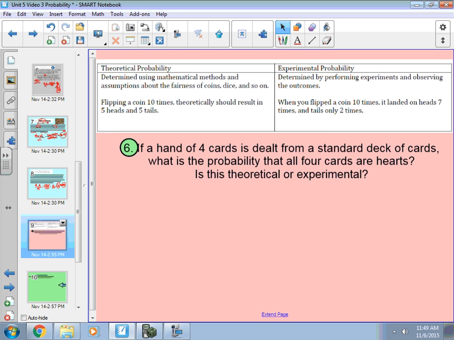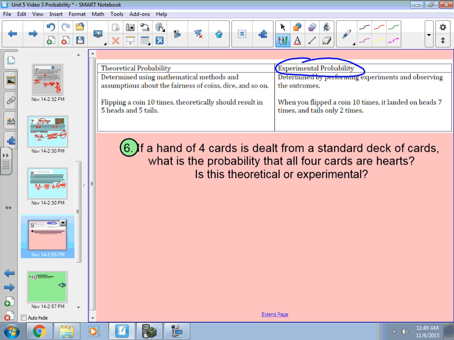Theoretical probability is what we've been doing so far. If you figure out what should happen, that's kind of what we've been doing. So if you were flipping a coin 10 times, theoretically, we know you've got a 50% chance of each thing happening. You should get 5 heads and 5 tails. Now, experimental probability would be actually doing it and figuring out what happened.